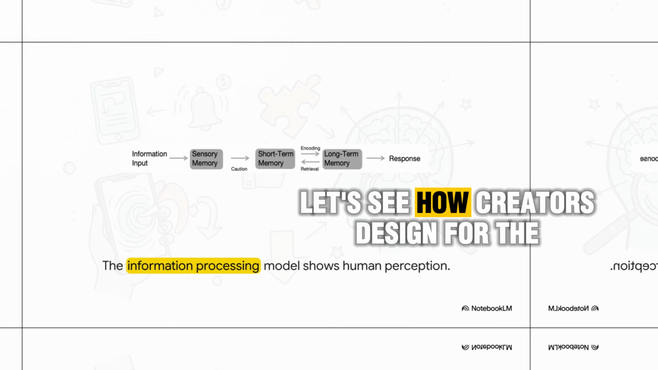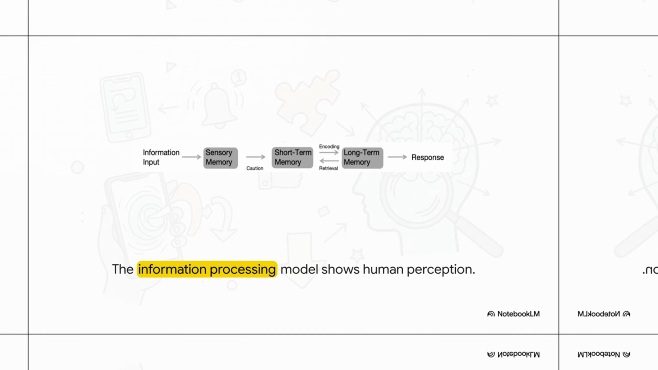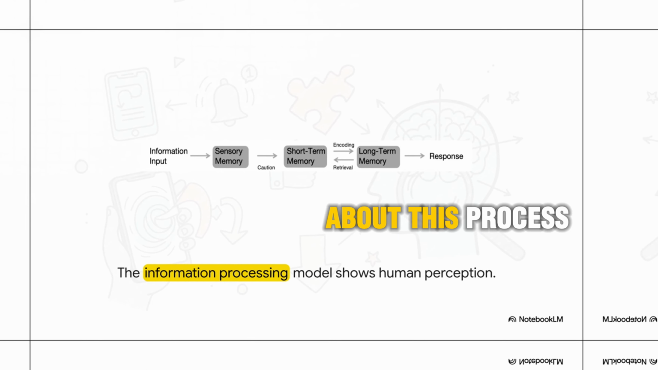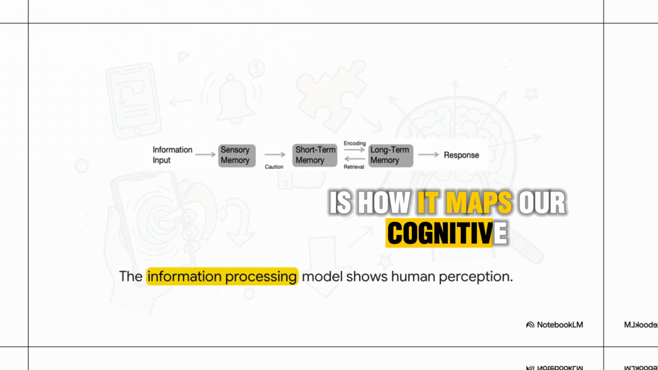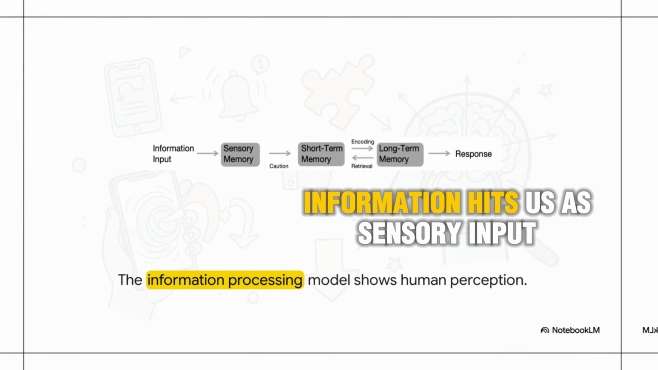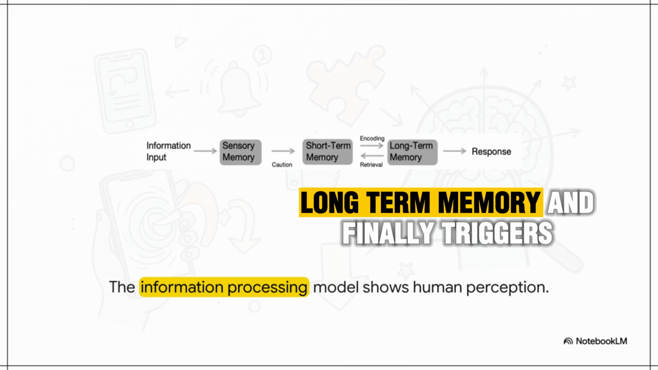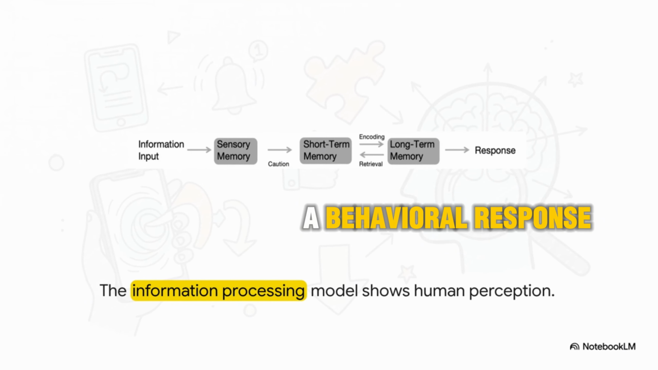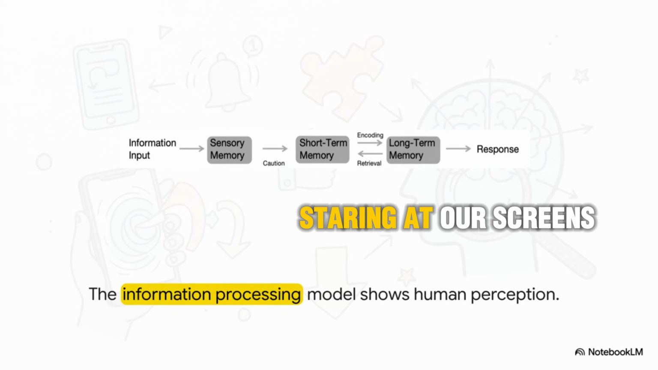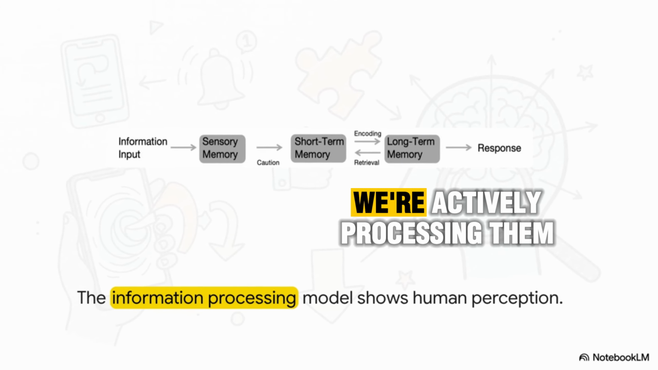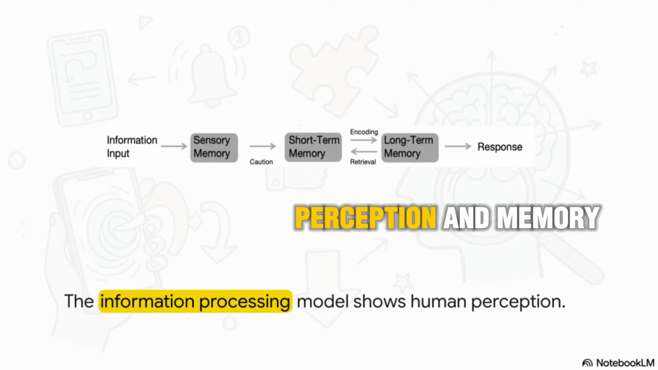Moving right along to Section 2, the psychology of the interface. Let's see how creators design for the human mind. Now, what's really fascinating about this process is how it maps our cognitive journey. Information hits us as sensory input, then it moves to short-term memory, long-term memory, and finally triggers a behavioral response. We aren't just passively staring at our screens, we're actively processing them based on attention, perception, and memory.